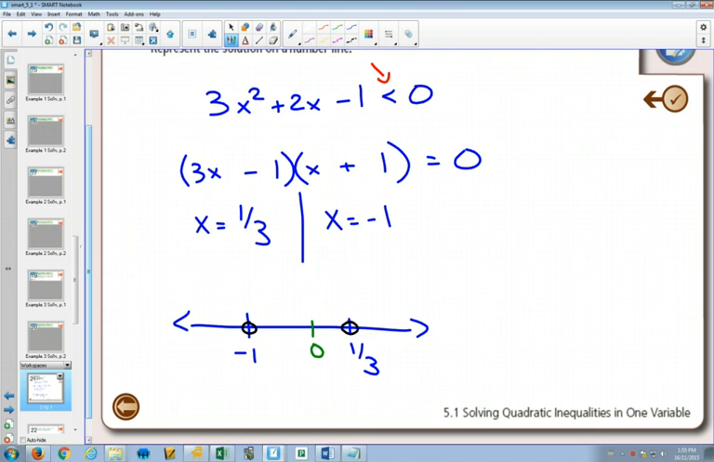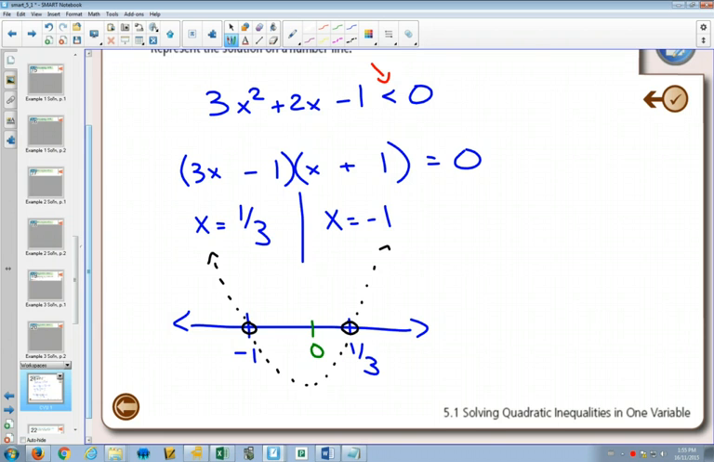Now, if we look at the quadratic function that we're thinking of, if we think of the parabola, y equals 3x squared plus 2x minus 1, would that open up or would it open down? It would open up. So if we imagine that parabola, it would look like this. If it was 3x squared plus 2x minus 1 less than or equal to 0, then they would be closed circles. So if it was less than or equal to 0, then those would become part of the solution because that's where it's equal to 0.